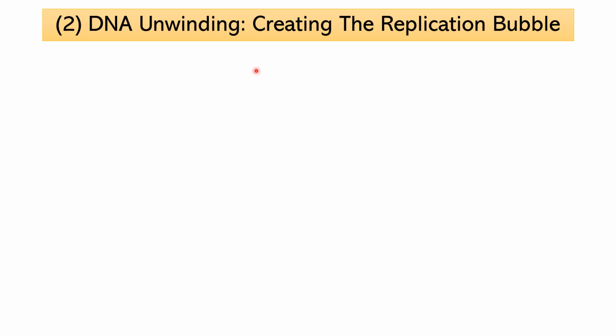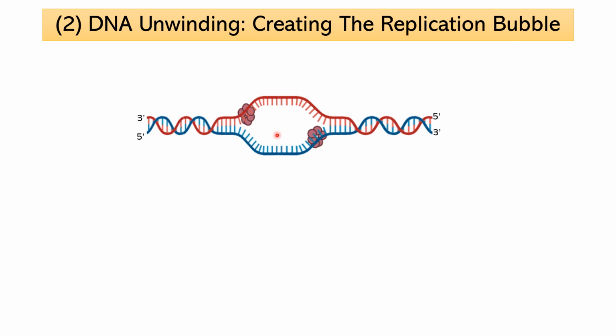And the main thing that happens within this stage of DNA replication is the creation of what we call a replication bubble. So what is this replication bubble that we are talking about? As we can see here, this is the helicase that we just showed you. One helicase will bind to this strand, and one helicase will bind to this strand of the DNA. And this is called the replication bubble.